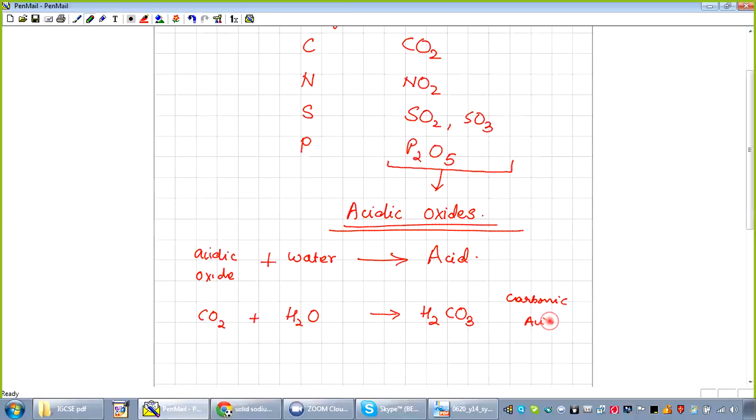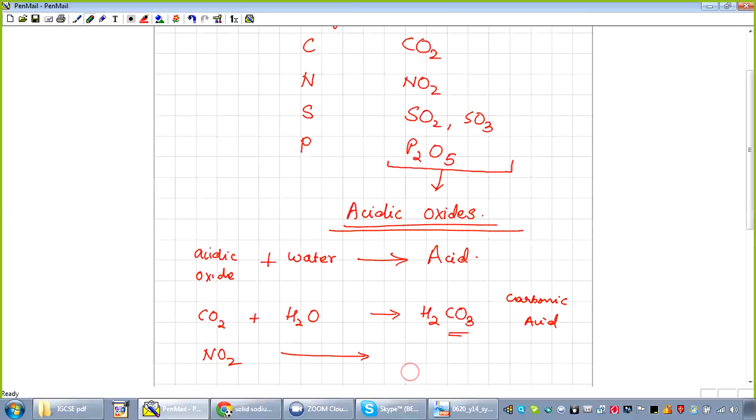This is carbonic acid. This is nothing but your soda water. The fizzy drinks, the gas that is coming out in the form of fizz, is carbon dioxide. Okay, the second one that we are taking over here.